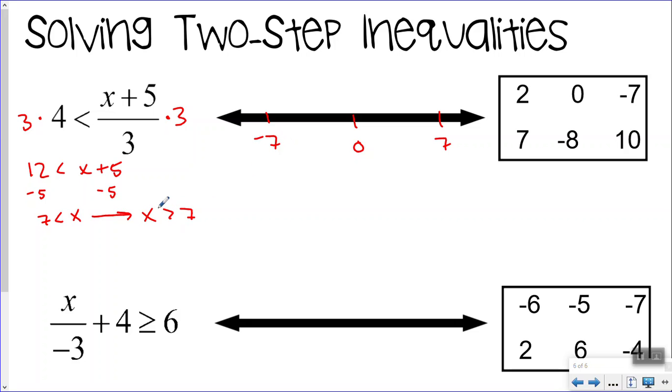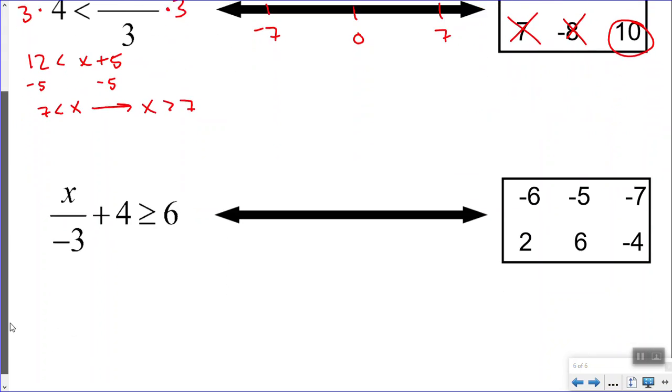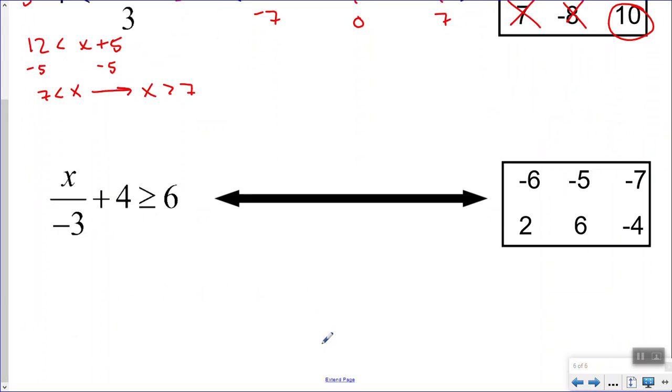And now this is strictly greater than, so it's going to be an open circle at 7. And greater than means we want all the numbers that are bigger than 7. So our arrow is going to go to the right where those bigger numbers live. 2, 0, -7, and -8 are all smaller than 7, so they cannot be part of our solution set. 7 is not included here because we have the open circle, so we cannot circle it. 10 is the only value that is greater than 7. Go ahead and pause the video and try this last example on your own.